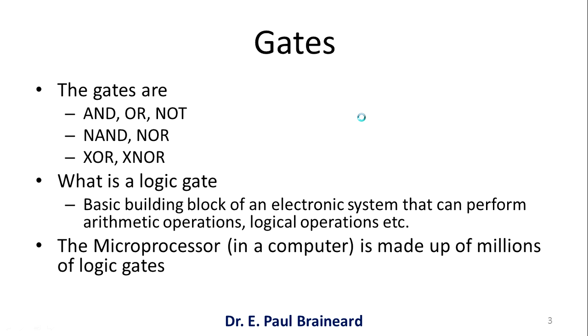Basically, what is a logic gate? A logic gate is a basic building block of an electronic system that can perform arithmetic operations, logical operations, etc. For example, if you take a microprocessor in a computer, it is made up of millions of logic gates.